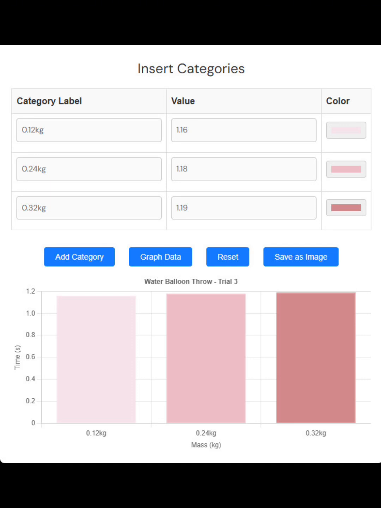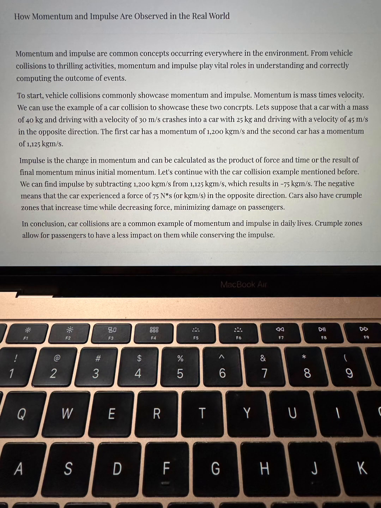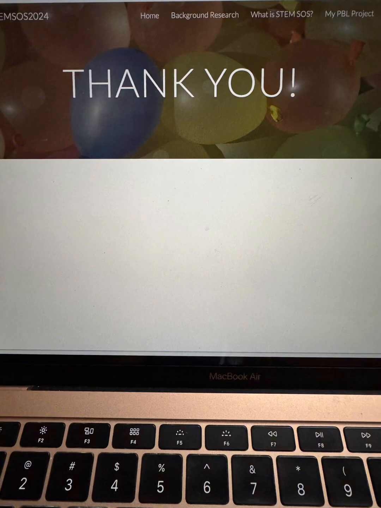Car collisions are a real-life example of how momentum and impulse work in the real world. In our social studies component, we gave an example of 2 different cars with different masses and velocities and compared their momentums while explaining how to calculate their impulses.